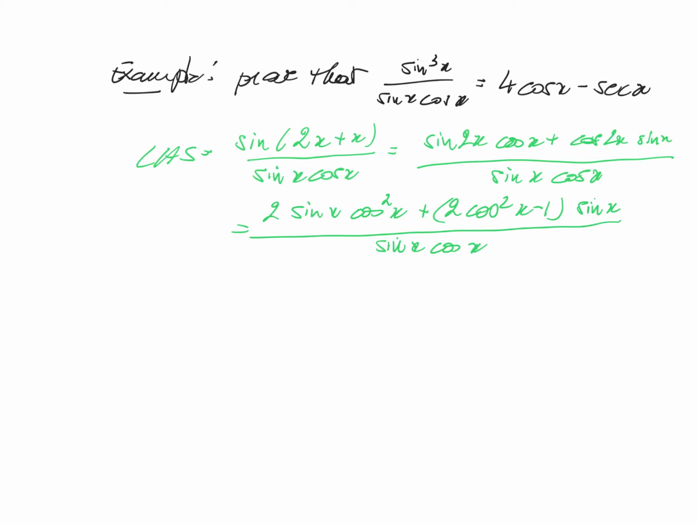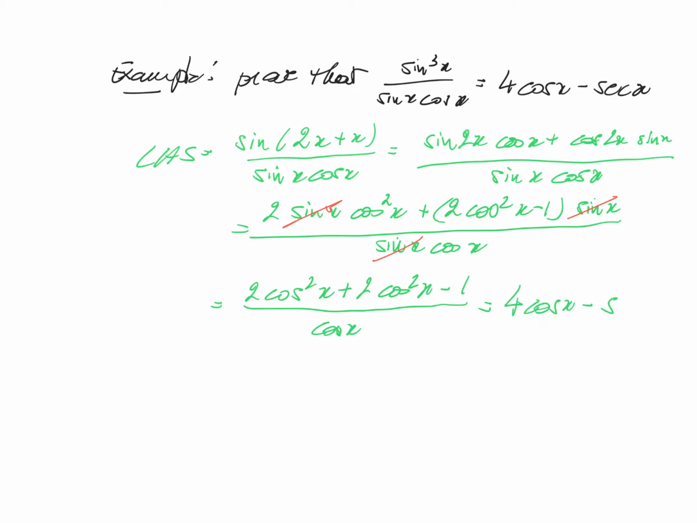We immediately see that here we can delete the sine x. And so what we have here is 2 cosine squared of x plus 2 cosine squared of x minus 1, and then divided still by cosine of x. So this gives me 4 cosine x minus 1 divided by a cosine, which is a secant of x, which is what we were looking for. The following set of formulas are the half-angle formulas.